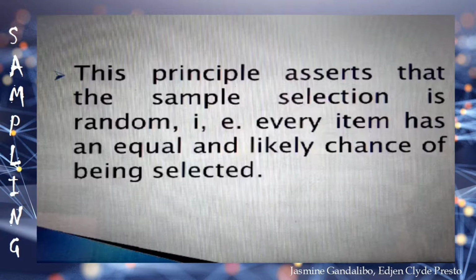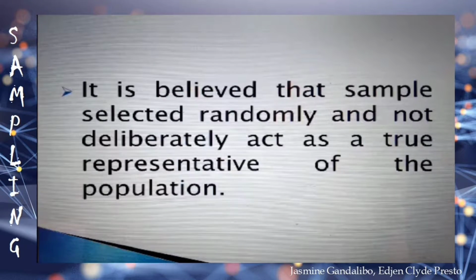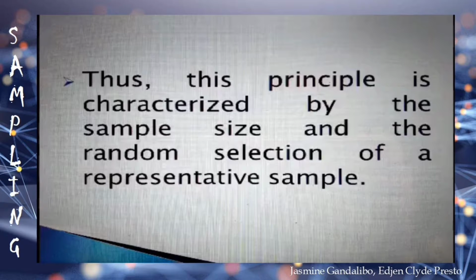This principle asserts that the sample selection is random. For example, every item has an equal and likely chance of being selected. It is believed that samples selected randomly and not deliberately act as a true representative of the population. Thus, this principle is characterized by the sample size and the random selection of a representative sample.